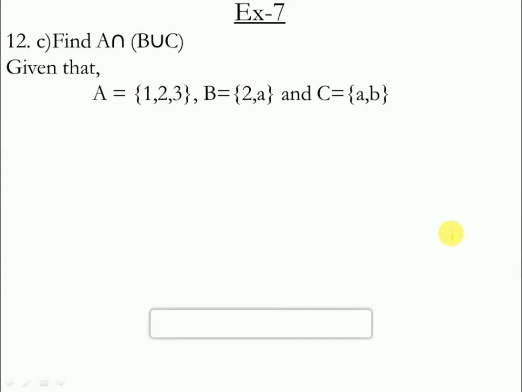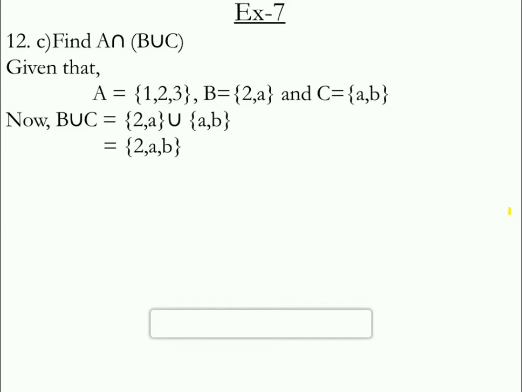Now let us start the math. At first we have to find B union C. As we know, B is {2, a} and C is {a, b}, so we have written {2, a} union {a, b}. Now look, there is a common term belonging to both sets, that is a, and we know what to do in union. We just have to take those common and uncommon elements, all the elements, in one set.